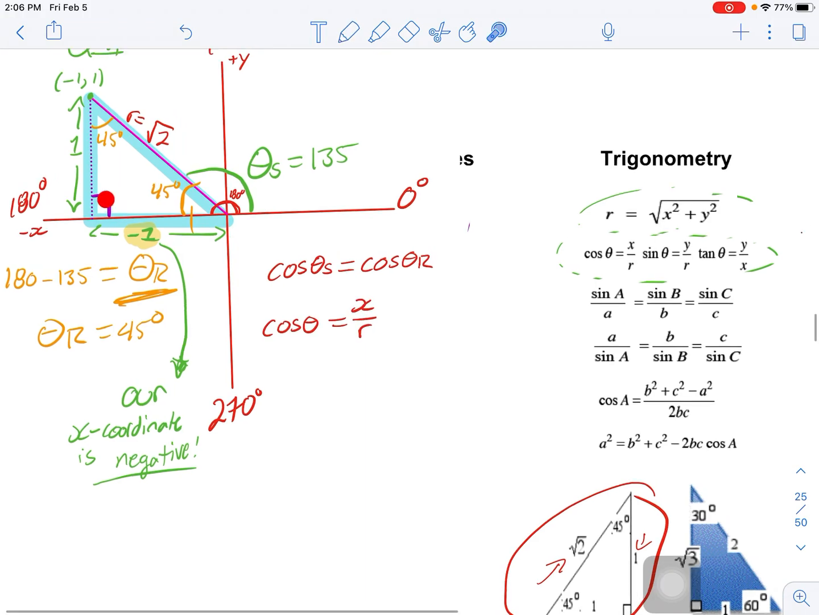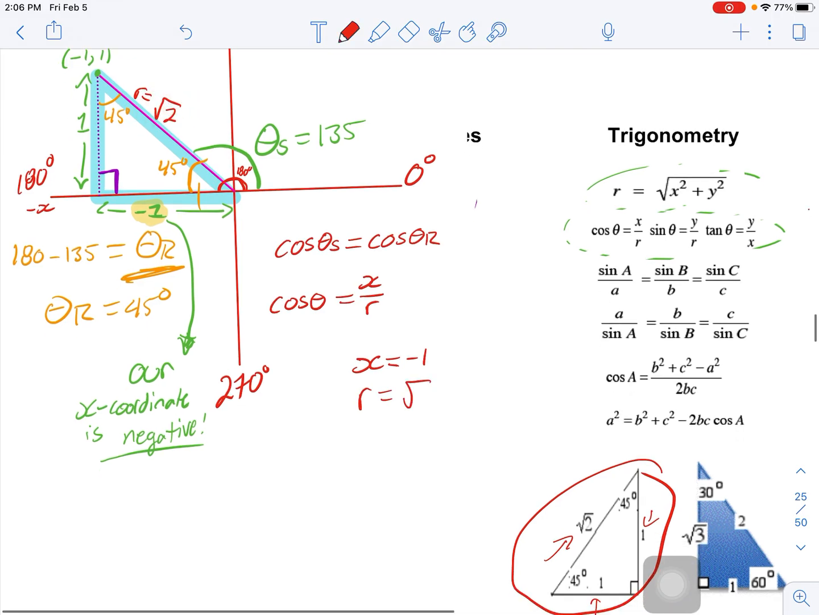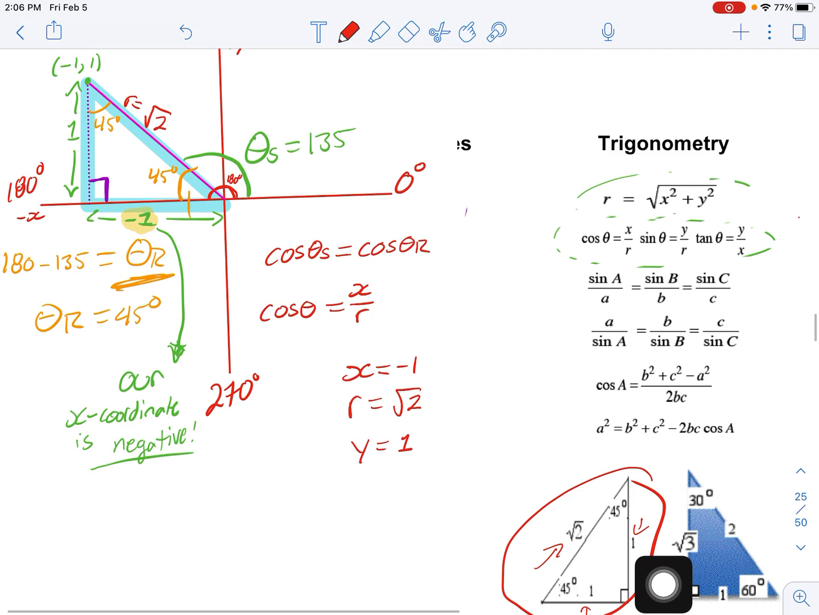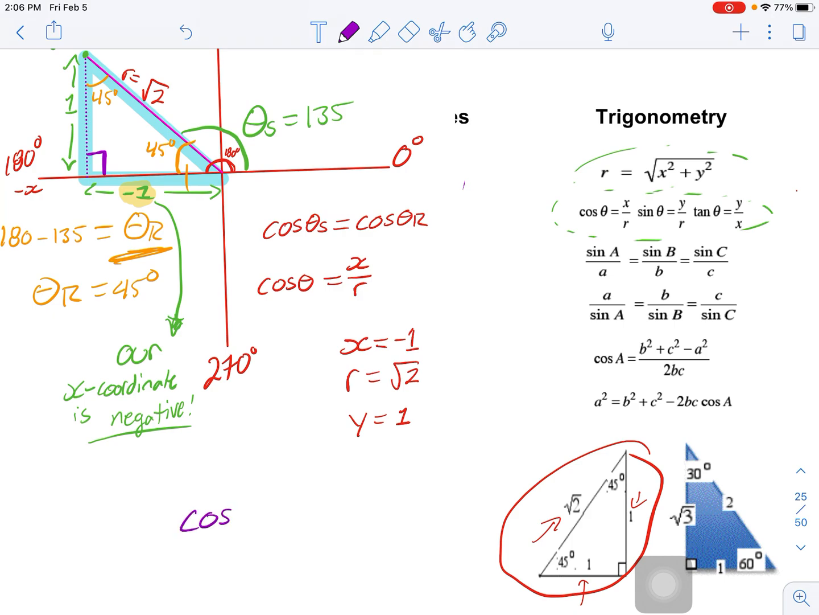What is my r and what is my x? So my x value is -1. My r value is √2. And we could place down our y value if we needed. Our y value is +1. And now we have enough information to answer our solution.